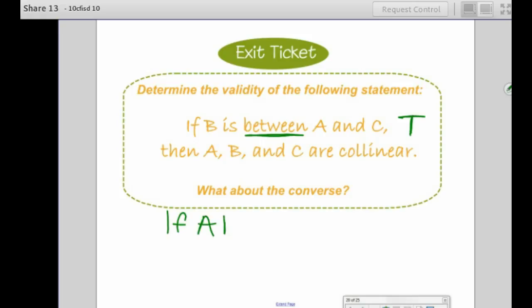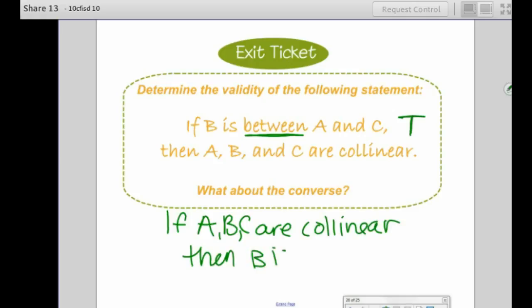What about the converse? If A, B, and C are collinear, then B is between A and C. What do you think about that? Good. False. So that sentence is true, but the converse is false. Because I can make them collinear, but I could put B here and A here and C here. That is my counter example. All right.